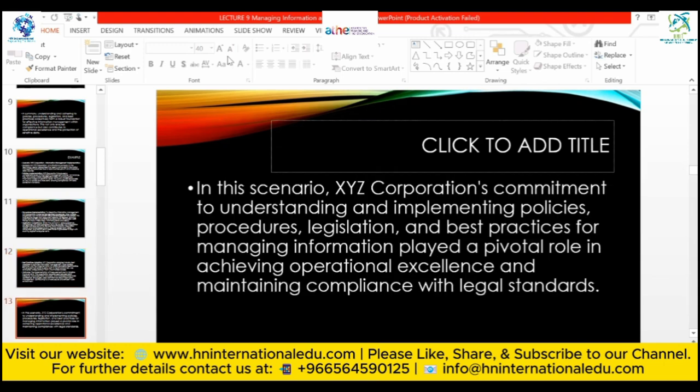In this scenario, the corporation's commitment to understanding and implementing policies, procedures, legislation, and best practices for managing information played a pivotal role in achieving operational excellence and maintaining compliance with the legal standards. I believe till now you have understood what the whole LO4 means through this example.